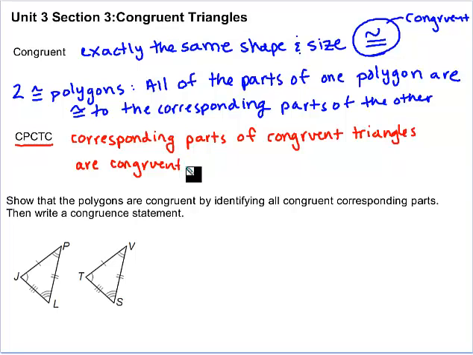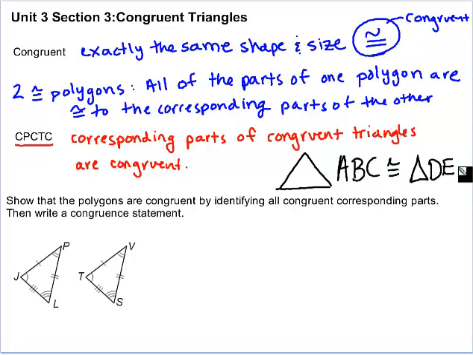So what exactly does that mean? That means that if we have two triangles that are congruent, so here, let's say we have triangle ABC is congruent to triangle DEF, the corresponding parts of those triangles would have to be congruent. And we're going to get into more of that in this first example. In this first example, we have two triangles which are drawn out, and they definitely do look like they are congruent. They have corresponding marks, and we want to show that the polygons are congruent by identifying all the congruent corresponding parts. Then write the congruency statement.